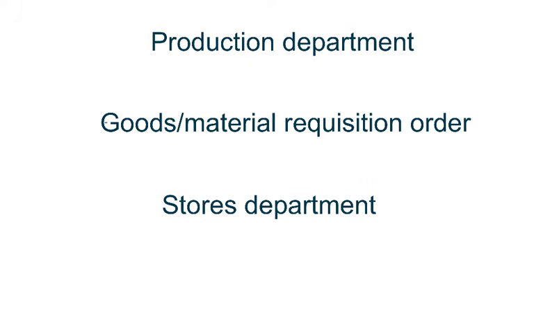Now, let's look at the production department. We said that if they need some material, they will issue a goods or material requisition order to the stores department. So the document that you will see from the production department to the stores department is the goods or material requisition order. What do you think will be on this order? They will say exactly what they need and how much they need. So the item will be there, the description of the item, and also the quantity of the item.